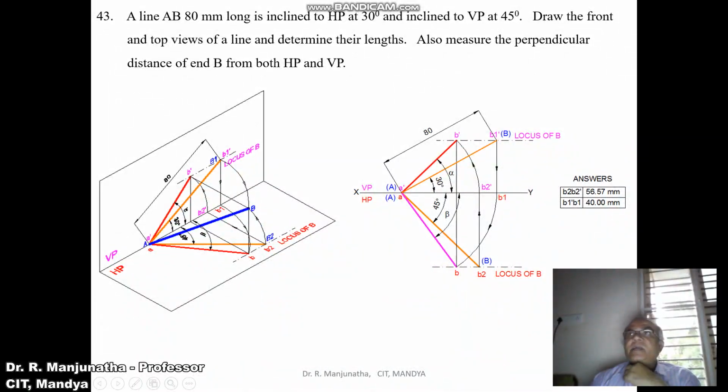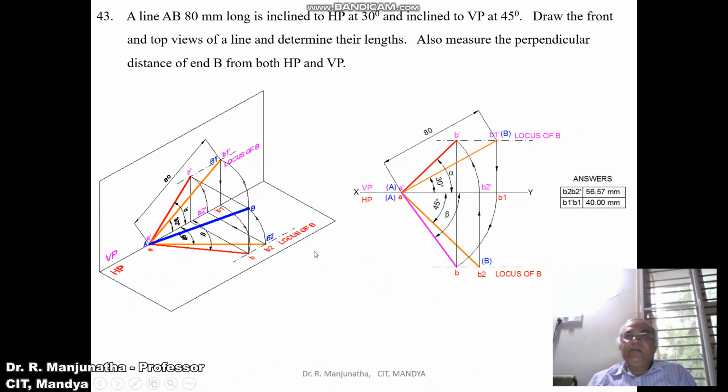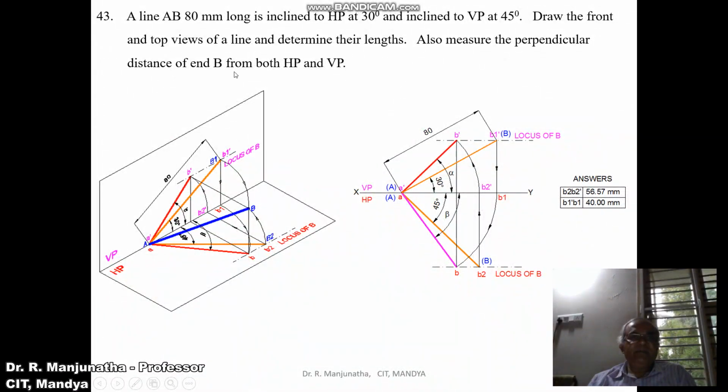A line AB, 80 mm long, is inclined to HP at 30 degrees and to VP at 45 degrees. Draw the front and top views of the line and determine their lengths. Also, measure the perpendicular distance of point B from both HP and VP.